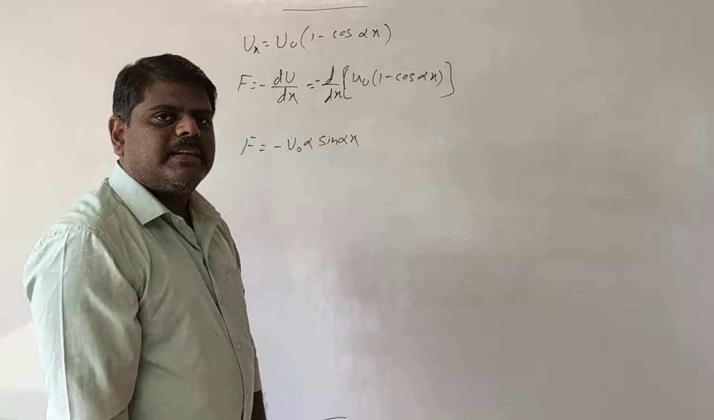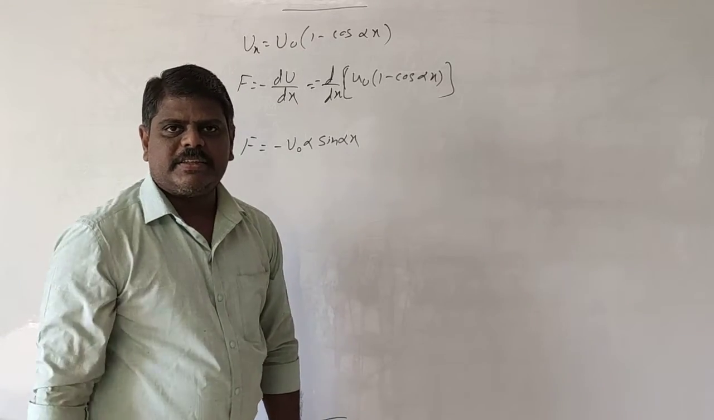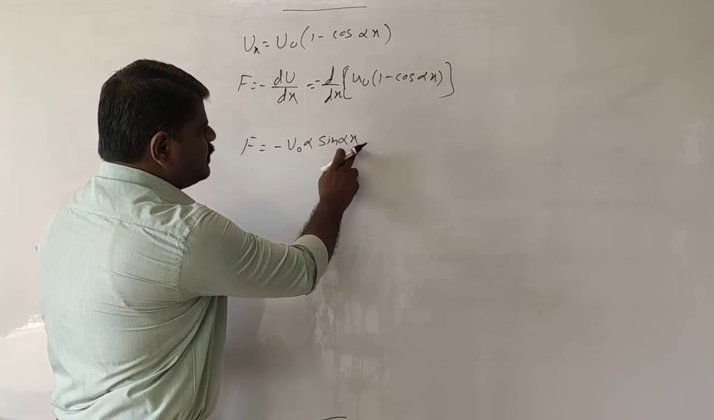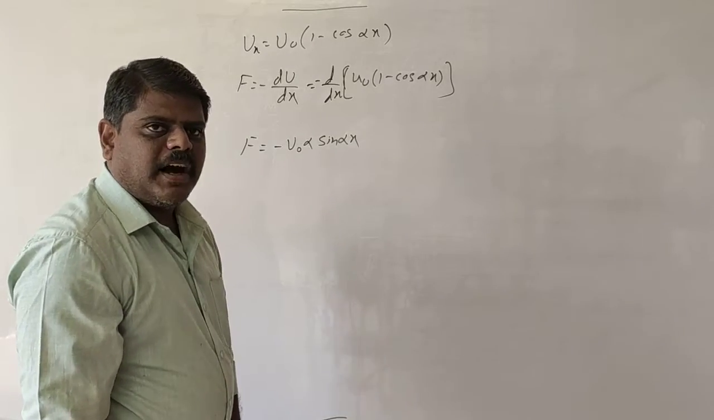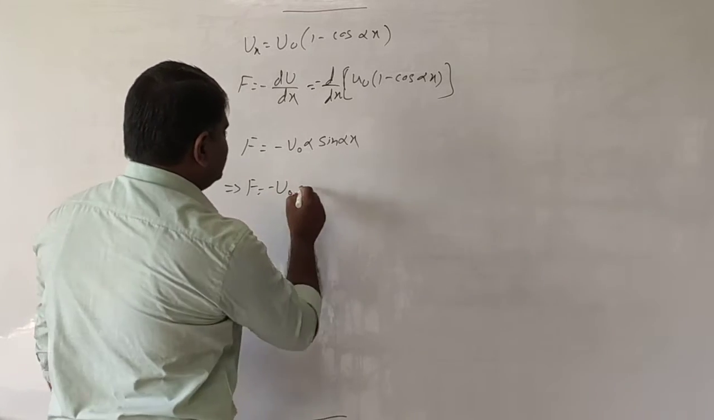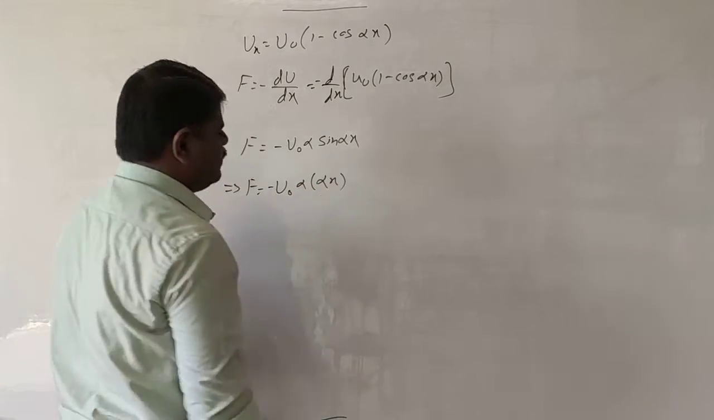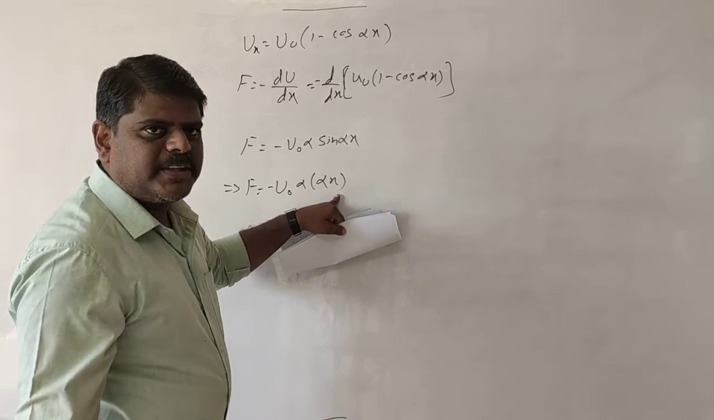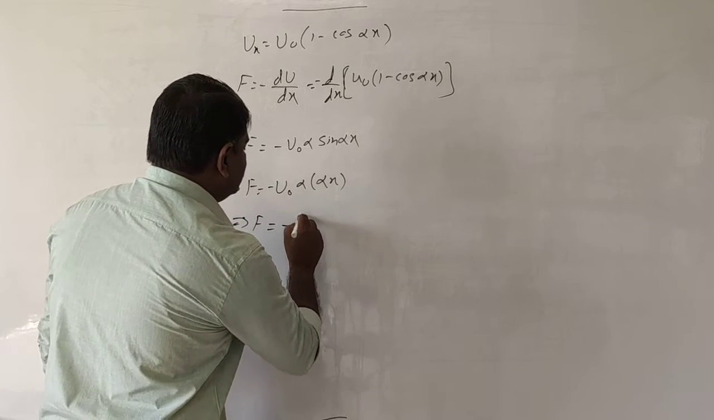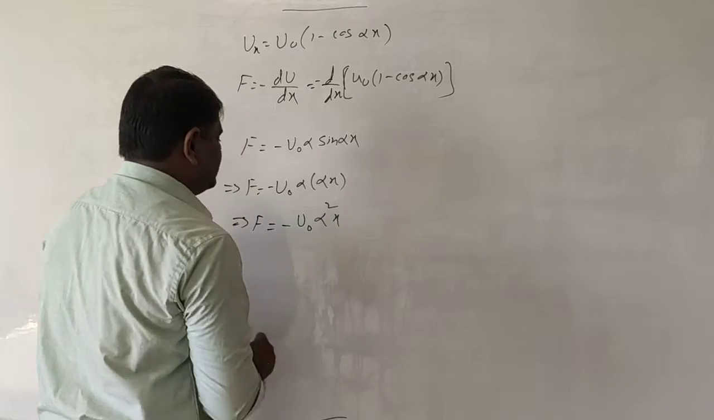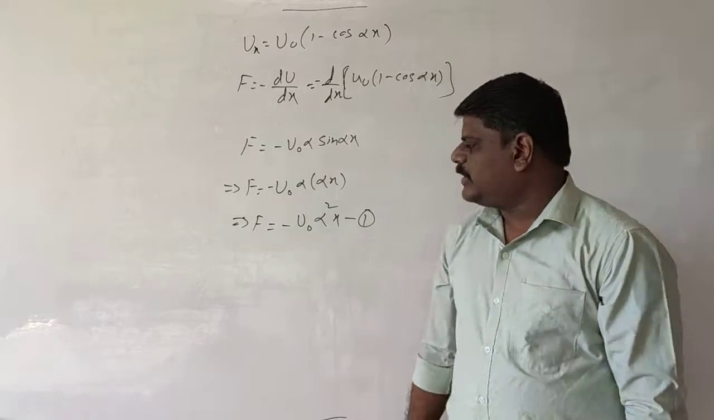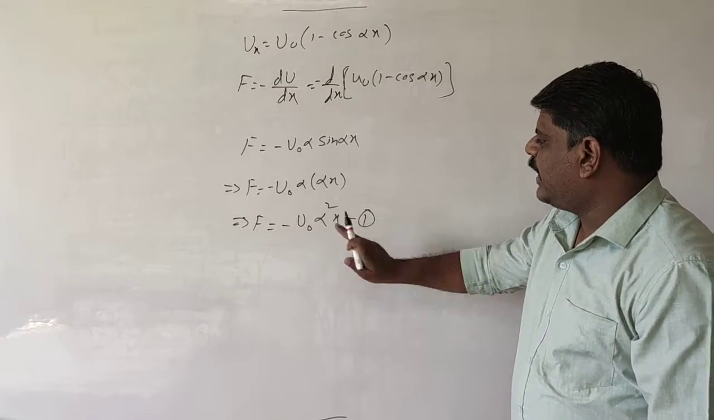Now the problem clearly mentions small oscillations. Whenever the oscillations are small, theta will be very small. That means if this alpha x value is very small, under this condition sin alpha x can be written as alpha x. So F is equal to minus U0 into alpha x, which gives F equals minus U0 alpha square into x. You can call it equation number 1. So this much force is going to be applied on the particle when it is oscillating.